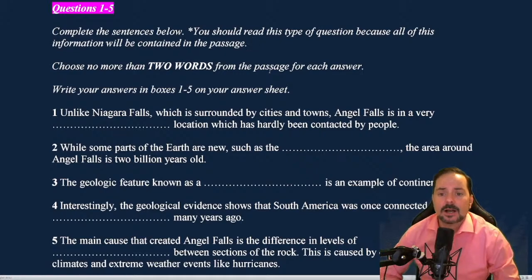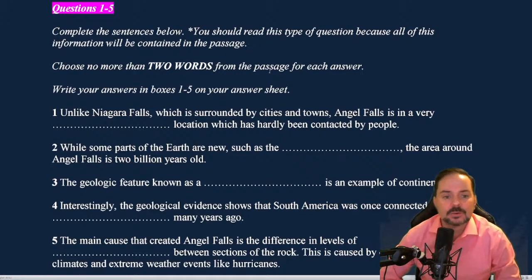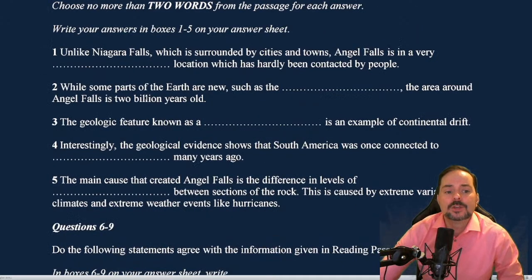So that's correct strategy, and that's what we're doing today. Okay, so when you read these questions, read them nice and fast, okay? Don't worry about understanding all parts of the question. This is just a simple review to get more ideas of the passage, okay? So write your answers in boxes 1 to 5 on your answer sheet.